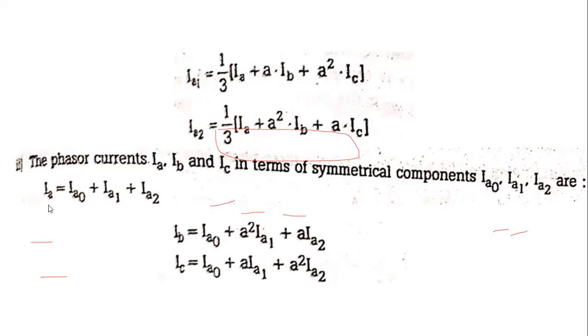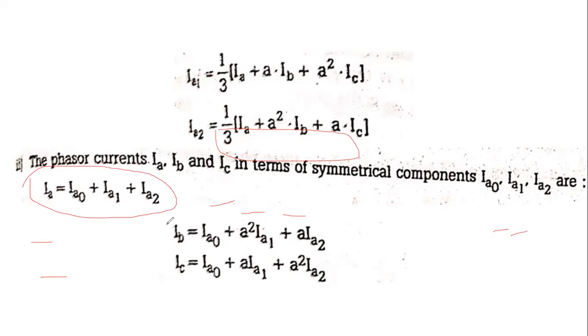Therefore IA is equal to IA0 plus IA1 plus IA2. Similarly, we write the IB phase and IC phase. We remember those formulas, as they will be used for finding the currents in each and every phase. IA1 is the positive sequence component, IA2 is the negative sequence, and IA0 is the zero sequence.